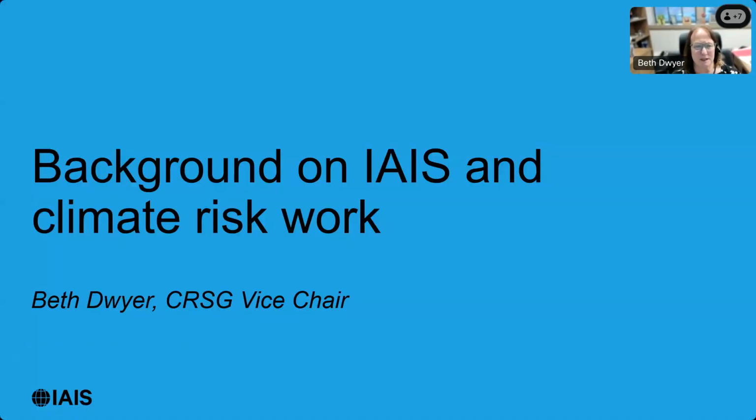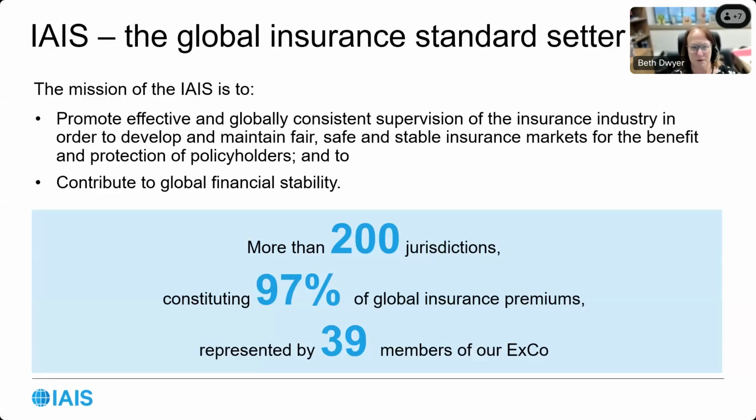So some of you might be less familiar with the International Association of Insurance Supervisors, also referred to as the IAIS. I want to give you an overview of who we are and what we do. We are the international standard-setting body for the supervision in the insurance sector. As you can see on the slides, the mission of the IAIS is to promote effective and globally consistent supervision of the insurance industry in order to develop and maintain fair, safe, and stable insurance markets for the benefit and protection of policyholders, and to contribute to global financial stability. Our membership is particularly broad, with more than 200 jurisdictions represented, covering 97% of the world's insurance premium, and represented by 39 members of our executive committee.